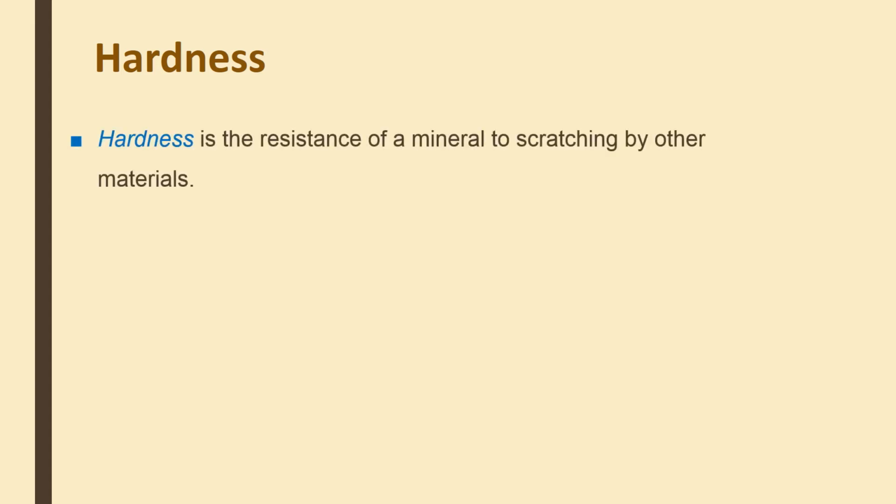Hardness is the resistance of a mineral to being scratched by other materials. We have a very famous scale called the Mohs scale that gives you the hardness scale, starting from talc, number 1. Then you have gypsum, calcite, fluorite, apatite, orthoclase, quartz, topaz, corundum, and finally the hardest mineral is diamond.